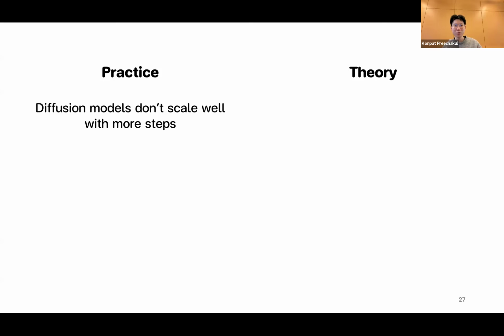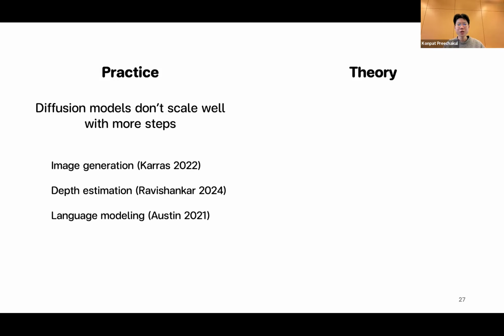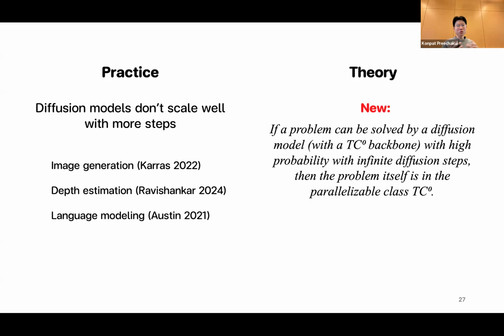They don't seem to scale well with more steps. And this has been reaffirmed by the literature, in image generation, in depth estimation, in language modeling. So in this paper, Yuxi found that if a problem can be solved by a diffusion model, with a limited-depth backbone, with high probability, even with infinite steps, then the problem itself must be in the parallel class TC0. And the idea of the proof is not that complex. So let's take a look.